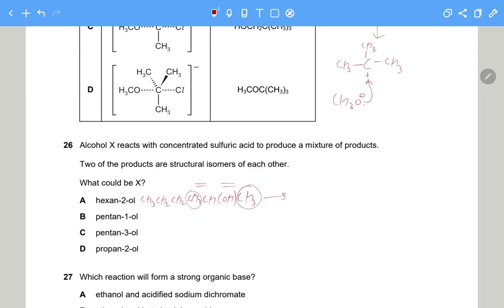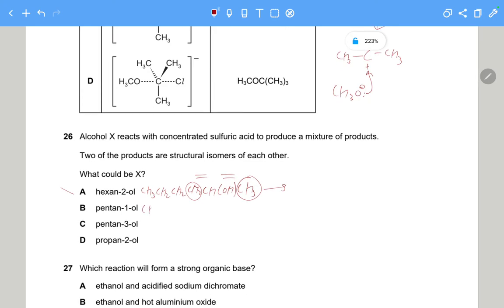So you have two positions for the double bond, and therefore two structural isomers. A is a good candidate. Pentan-1-ol, CH3CH2CH2CH2CH2OH. And if you see, the only double bond that can form here is between these two carbons. So you only get one product, and that's why this cannot be the answer.